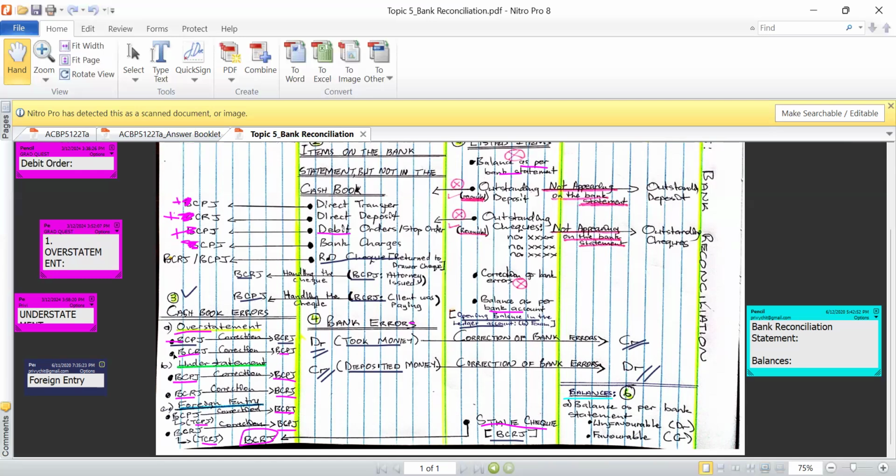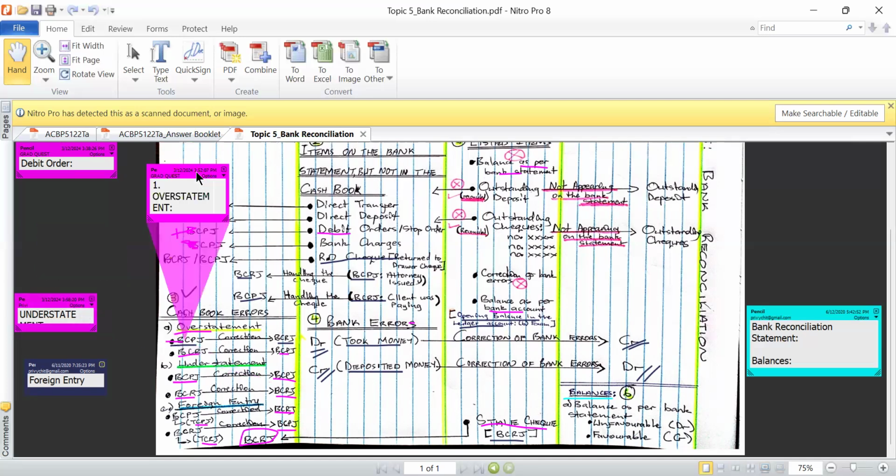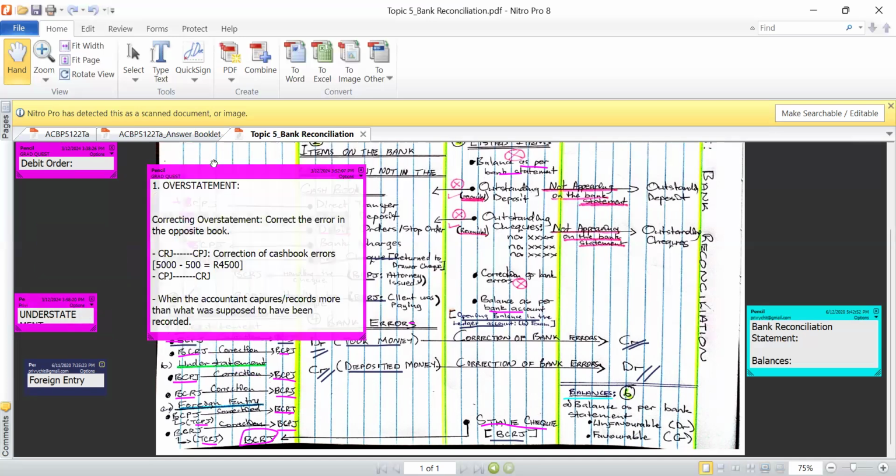Now, let's explain the typical type of errors which we can make on our cash book side. The first type of mistake or error that can be made by the accountant in the cash book can be an overstatement. An overstatement is a case where you record more than what you were supposed to record, whether in the cash book payment journal or in the cash receipt journal. Now, here is the catch with overstatements. If you were supposed to record a certain payment, okay, I'm going to illustrate with an example.